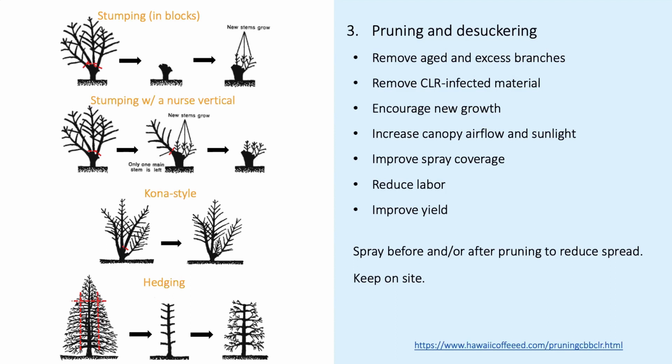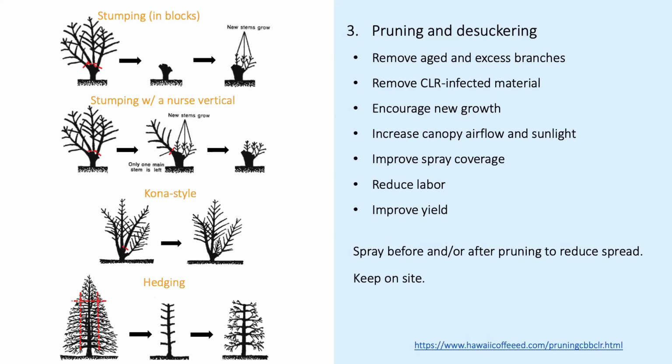By opening up the canopy and allowing better airflow and sunlight penetration to the branches and base of the tree, you reduce humidity and freestanding water, which helps CLR thrive. Other benefits to pruning and desuckering include increased yields, reduced labor and costs with stumping and block stumping, reduced pest and disease pressure, and the ability to spray and harvest easier and more effectively.